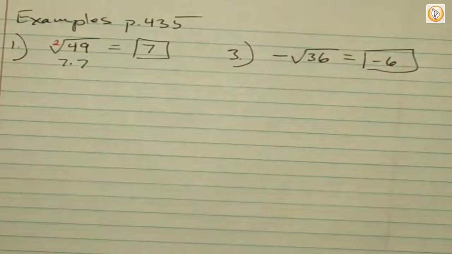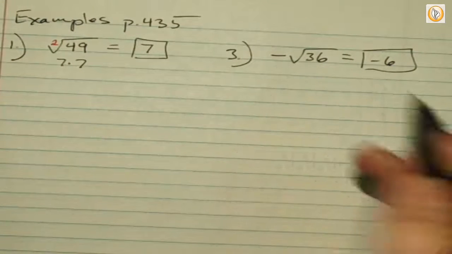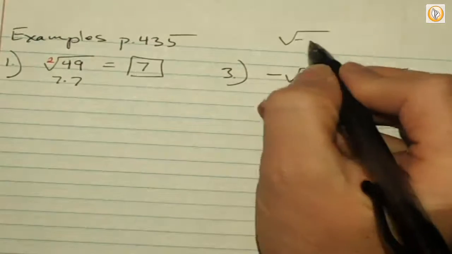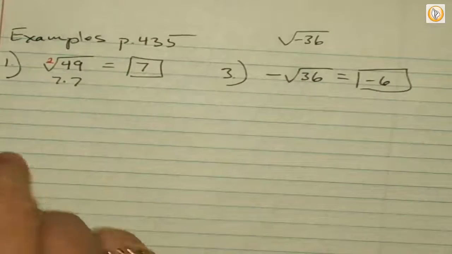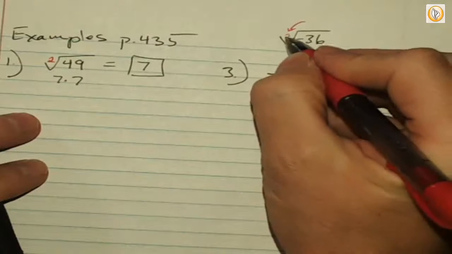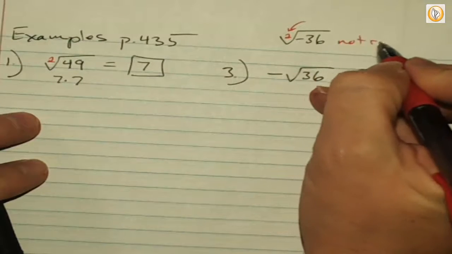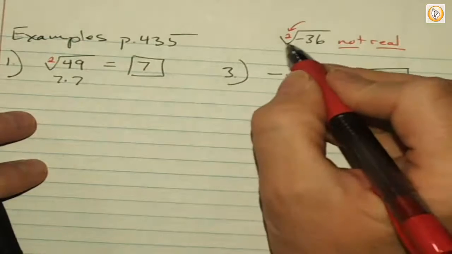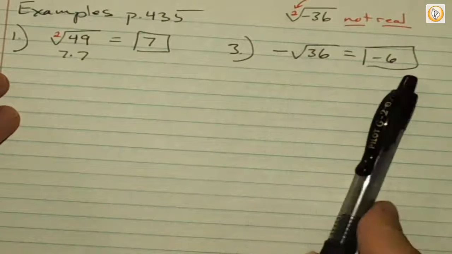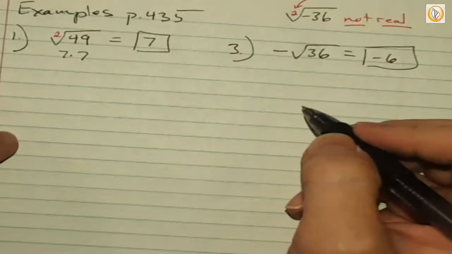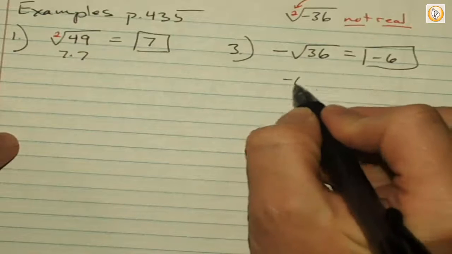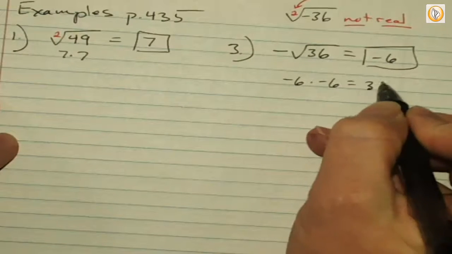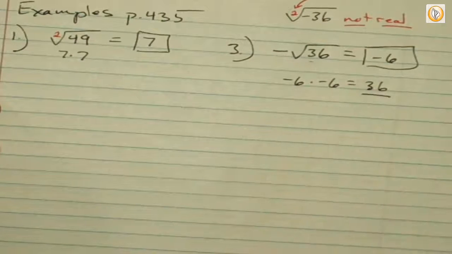Okay, so what got you was this negative, because if it was -36 and the root is even, which would be 2 here, then that is not real. Okay? So if the negative is on the inside and the root is even, 2 is even, then it's not real. But on the outside, that would make that -6. Does that make sense? Because -6 times -6 is positive 36, which is that. So we're only focusing on what's on the inside.